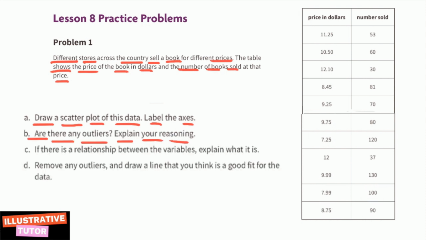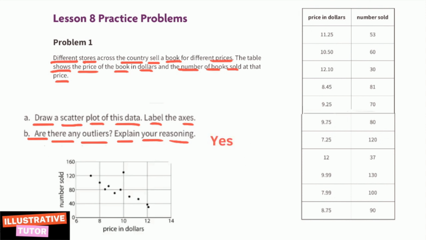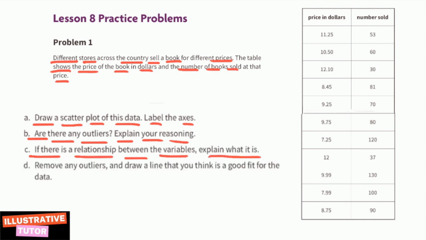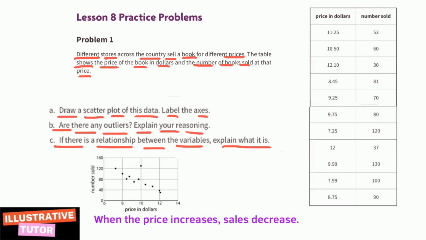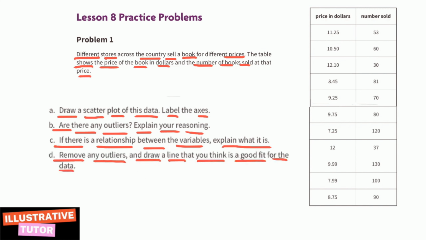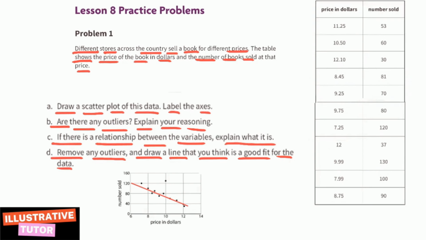B. Are there any outliers? Explain your reasoning. Yes, there is an outlier. It's the point located far away from the line. C. If there is a relationship between the variables, explain what it is. When the price increases, sales decrease. D. Remove any outliers and draw a line that you think is a good fit for the data.